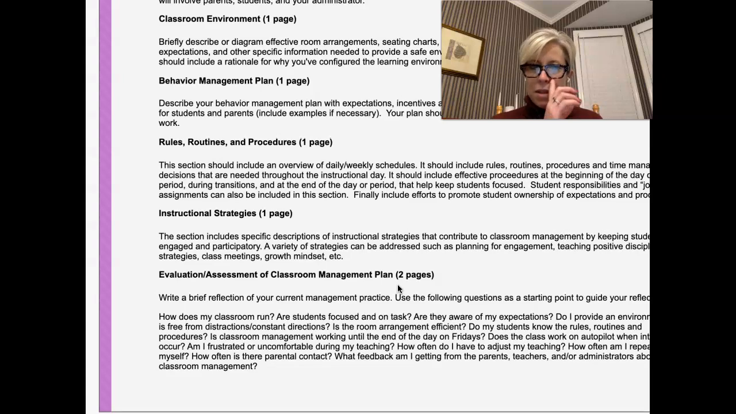And last but not least, you've got two pages to really talk about how you've evaluated and assessed your current classroom management plan. There are some reflective prompts to guide you in those last two pages. So this should be a really nice module to explore. Again, it's one of those that a lot of first and even second year teachers will struggle with. It's just establishing what works for you in setting your classroom management plans, routines, procedures, your instructional strategies, your instructional plans.